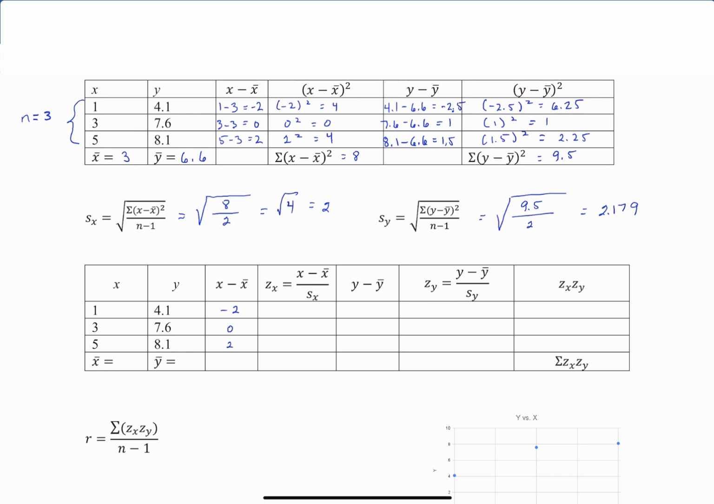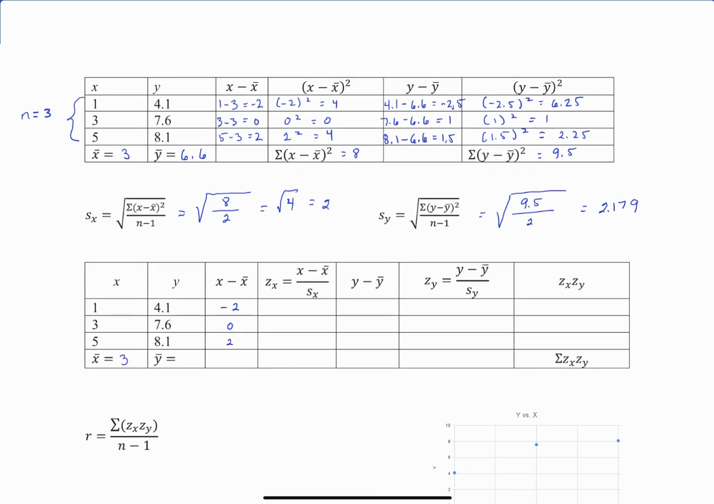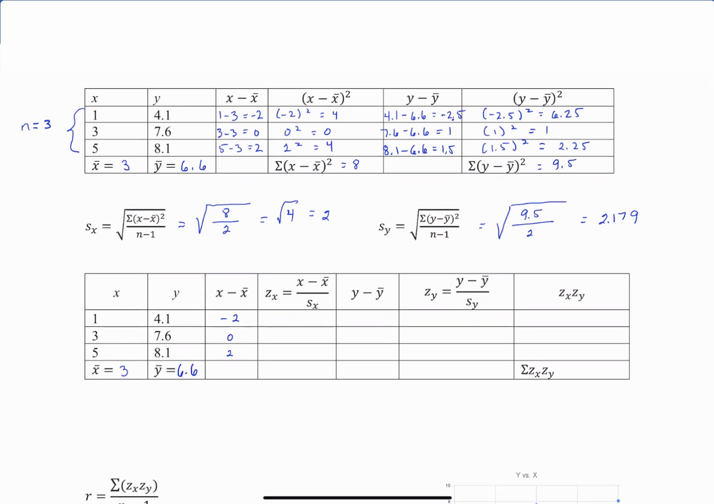And let's fill in the means from the table above too. We had a 3 and a 6.6 for our means. Let's fill in the y minus y bars too. We had -2.5, 1, and 1.5.